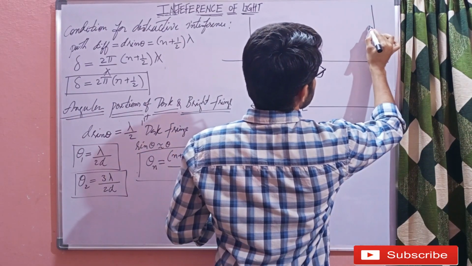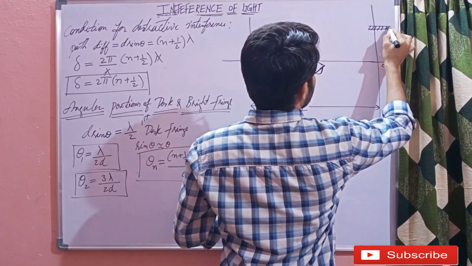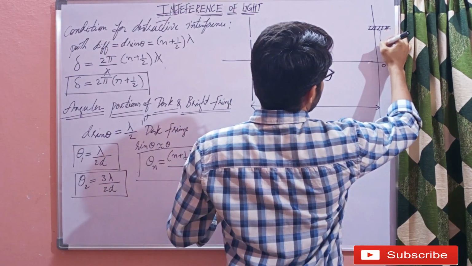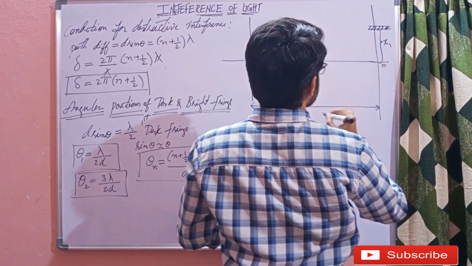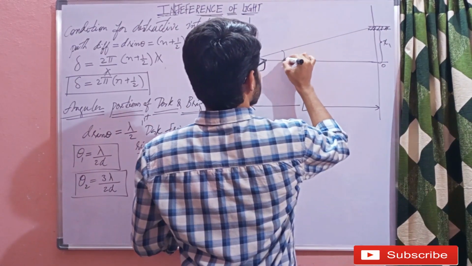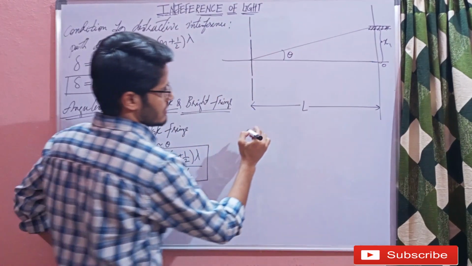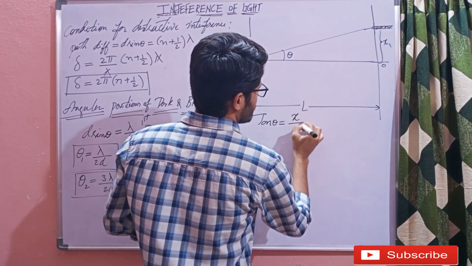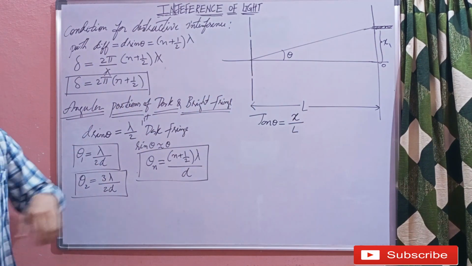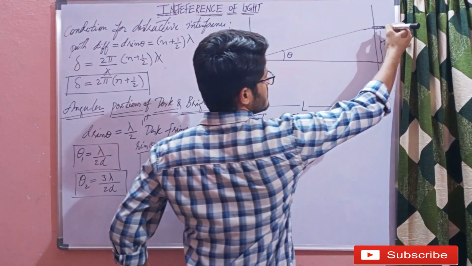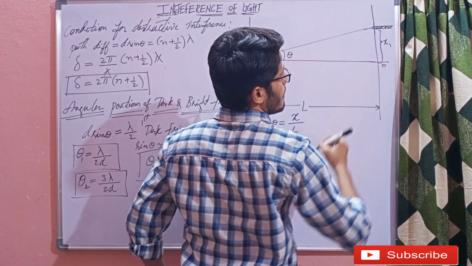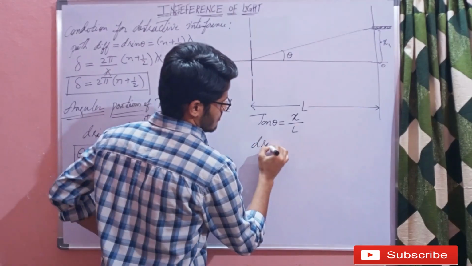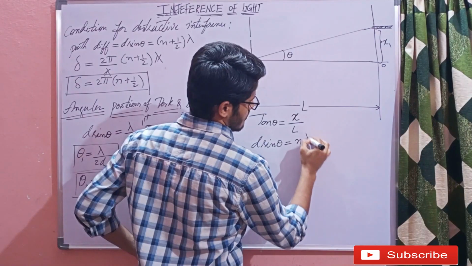Somewhere, suppose here, I'm getting the first dark at position x1. Suppose the angle is theta. We know the path difference is what? From this figure, we know that tan theta is x by L. Now, suppose this is the position of the nth bright fringe. So the path difference for the nth bright fringe is n lambda.